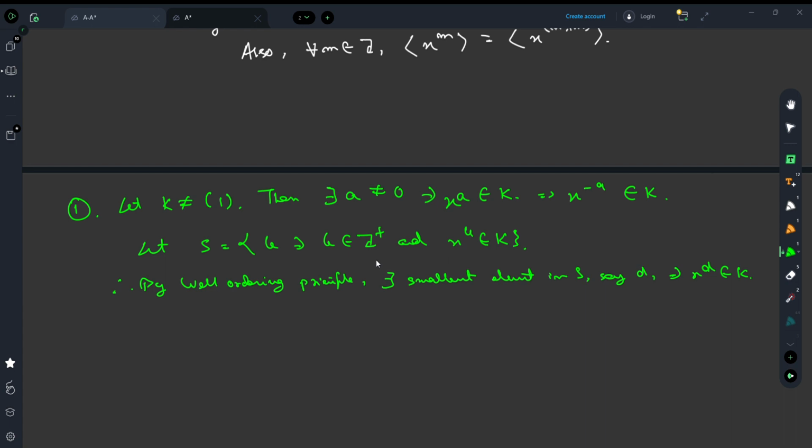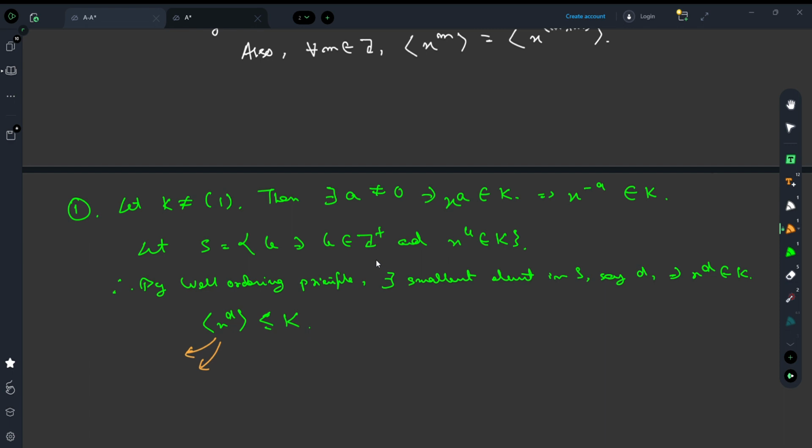Such that x to the power D is in K. So D is the smallest positive integer such that x to the power D is in K. Now, since x to the power D is in K, whenever you compose elements of x to the power D, the cyclic group generated by x to the power D is a subgroup of K, right?